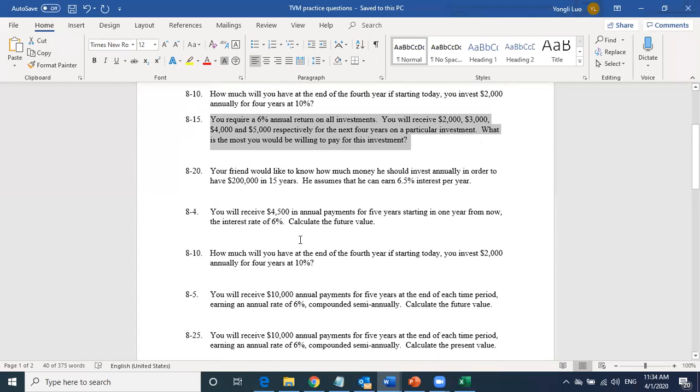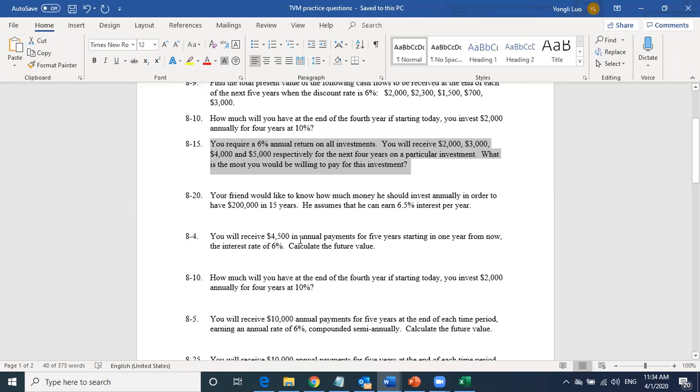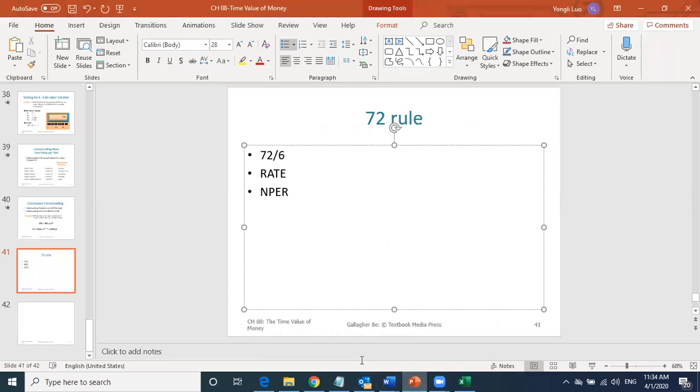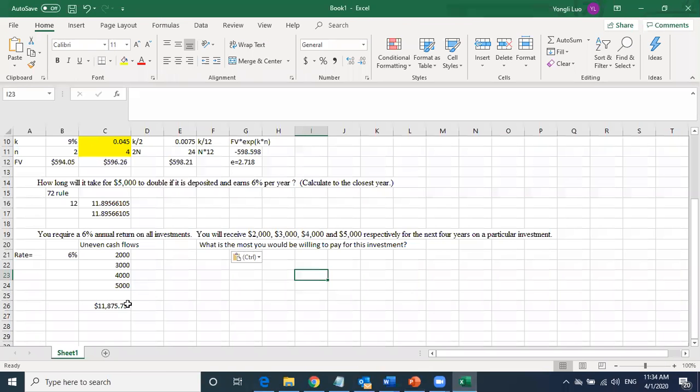Another question is asking you about the payment function. So we have the net present value function, right? So another one is called payment. So the payment is asking you, so we're using this one as a PMT function.